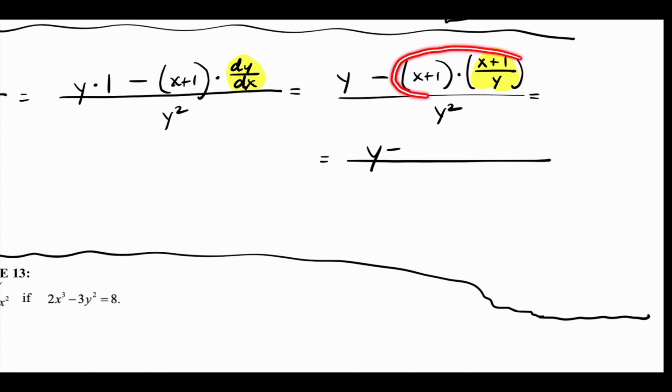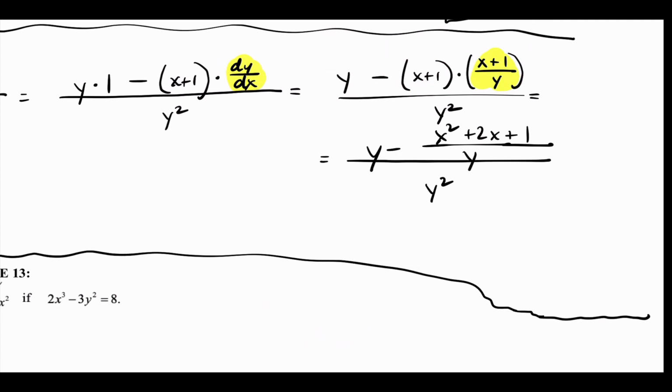multiply these two guys. Well, to multiply fractions, you multiply straight across. So I'm going to multiply the tops, and then I'm going to multiply the bottoms. The bottom is just going to be y. The top will be x squared plus 2x plus 1, because it's x plus 1 times x plus 1. And then I get y squared on the bottom.